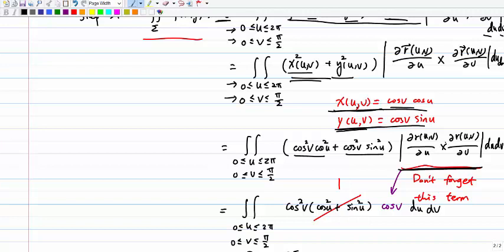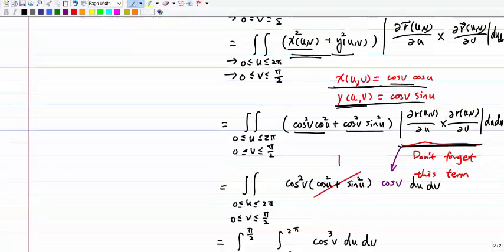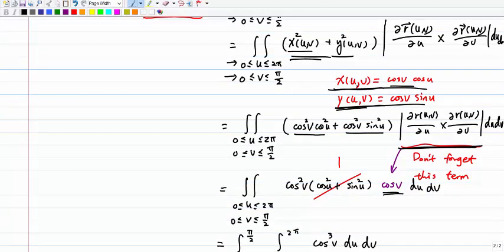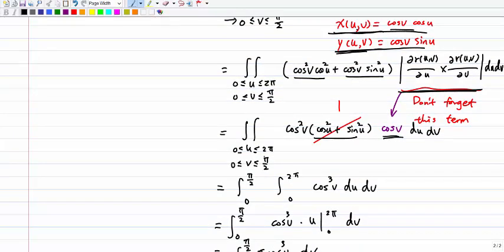This term here is already computed from the previous step, right? Which is just given by cosine v. And this guy, if we do the computation, it is cosine v squared times cosine u squared plus sine u squared. So this just becomes 1. Okay. So we end up having just the integration of this guy times cosine v cubed.